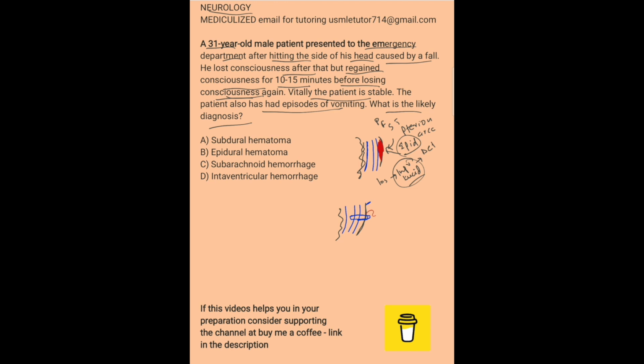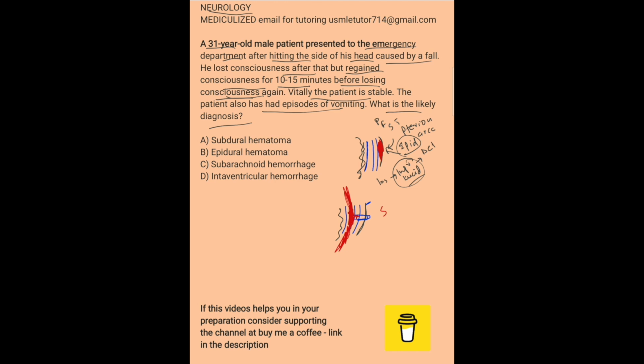So when these veins are sheared, it can cause a subarachnoid space hemorrhage. And remember, on a CT, because it can cross the suture lines, it appears like a crescent shape. So this is biconvex, this is crescent. And remember, there is no lucid interval here.